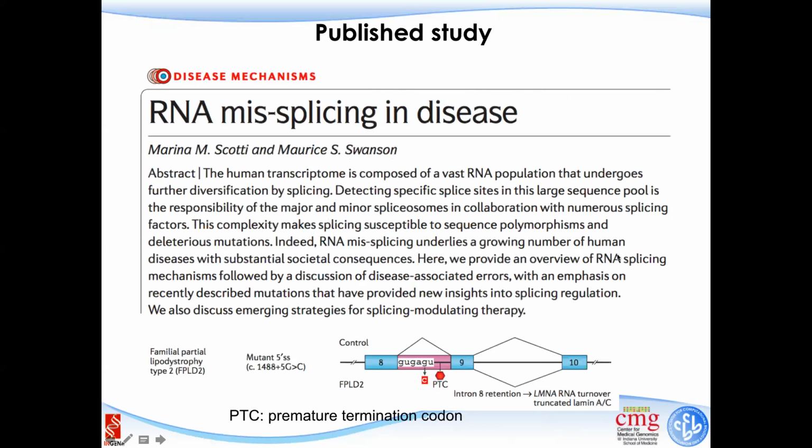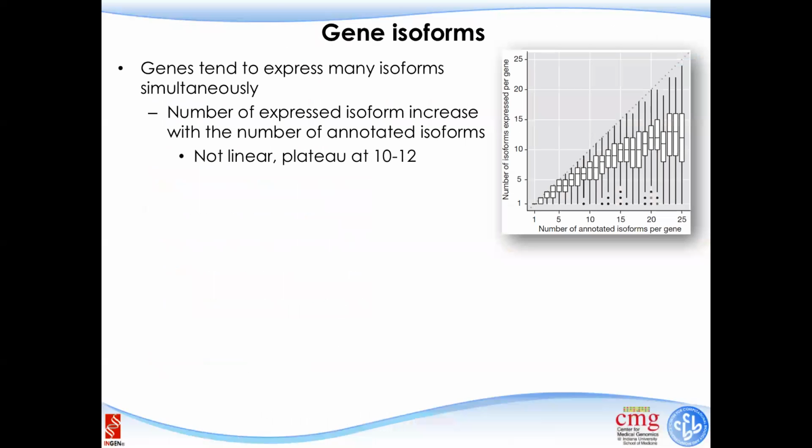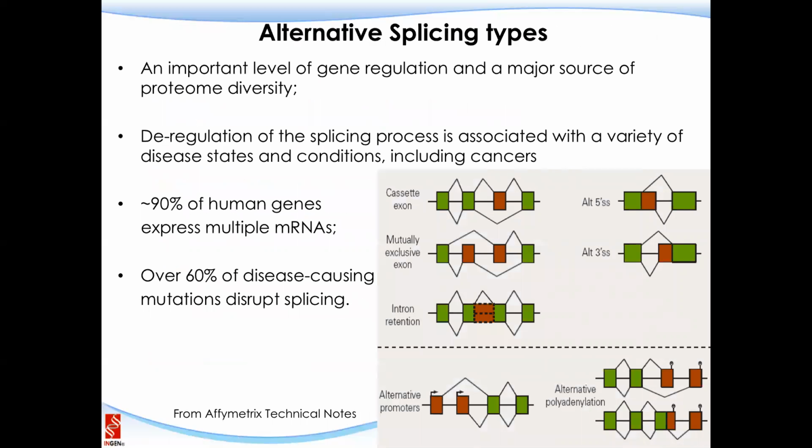And there are some other mechanisms introduced there, and a full list that shows which diseases are associated with which clearly established biological alternative splicing mechanism. Some statistics you need to keep in mind: more than 90% of human genes express multiple mRNAs, and over 60% of disease-causing mutations disrupt alternative splicing.